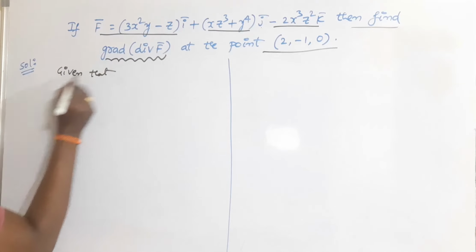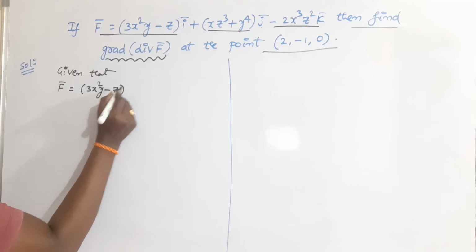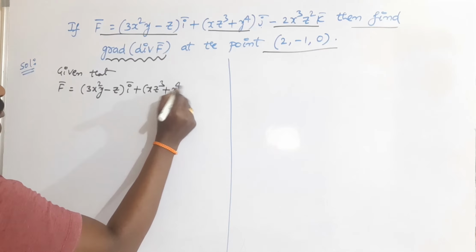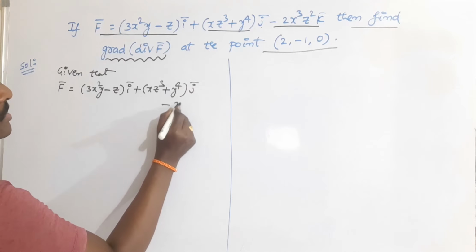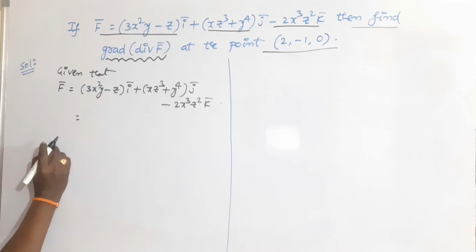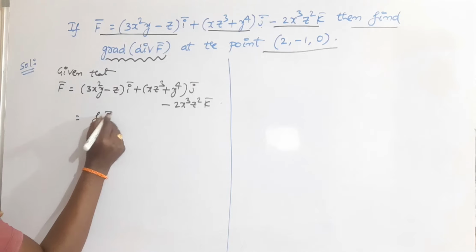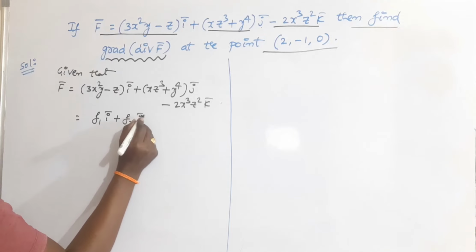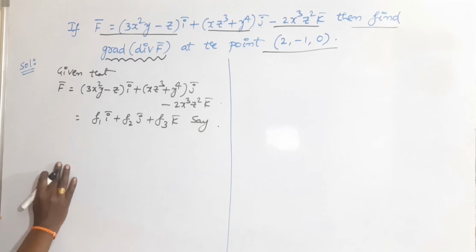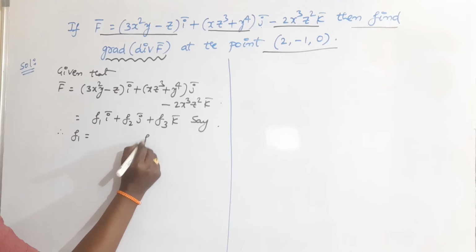Given that f bar is equal to (3x square y minus z) into i bar plus (xz cube plus y power 4) into j bar minus 2x cube z square into k bar. And we can compare the given vector point function with the general form, which is f1 i bar plus f2 j bar plus f3 k bar. So automatically you will get what is f1, what is f2 and what is f3.